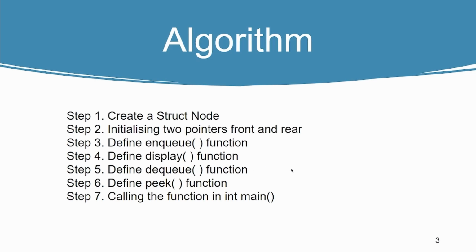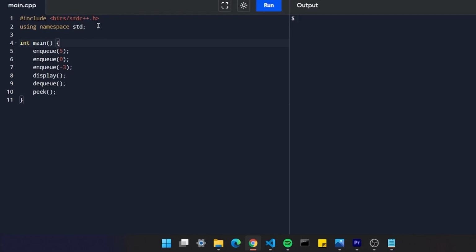So let's get back to the code. First of all, we have included all the necessary libraries, bits/stdc++.h, and then using namespace std, which is pretty common. Then the operations we are going to do are: first enqueue 5 in the queue, then add 0, then -3, then display it, then dequeue, and then peek into the queue. These are the functions we are going to use in our program, and we would define each of these functions.